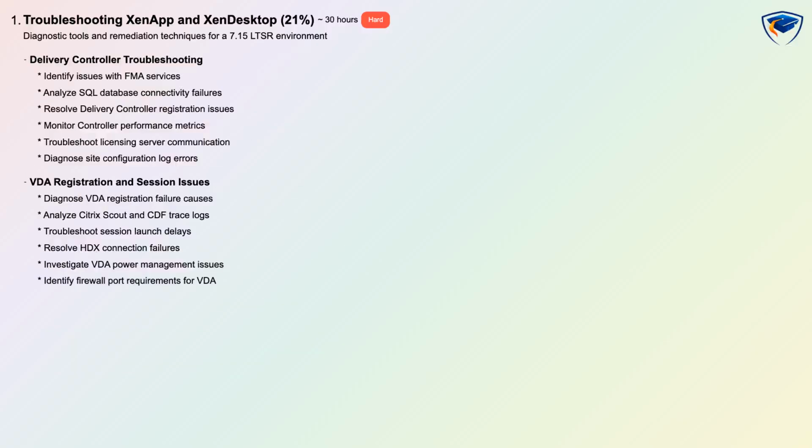Troubleshooting XenApp and XenDesktop is 21% of the exam, marked as hard and estimated at 30 hours of study with scenario-based assessment. You will learn diagnostic tools and remediation techniques for a 7.15 LTSR environment, focusing on delivery controller troubleshooting and VDA registration and session issues.